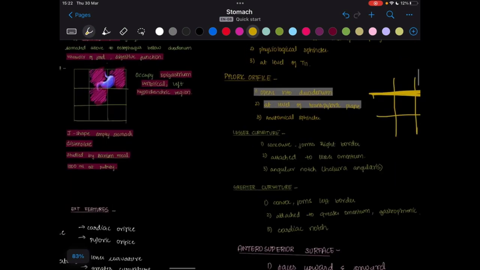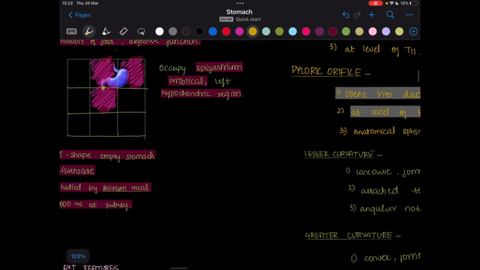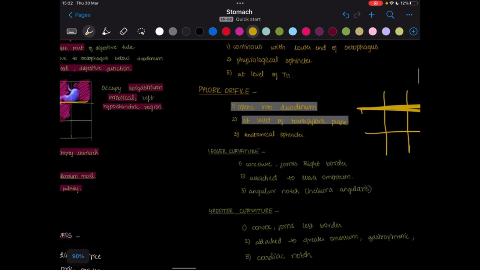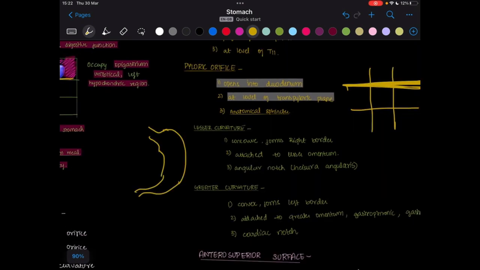Here you can also see it. This is the pyloric orifice, which is present at the level of the transpyloric plane. And it has an anatomical sphincter. Lesser curvature: it is concave and it forms the right border, right? On the right side here you have the liver, and on the left side you have the spleen. So this is the right side and this is the left side. The lesser curvature is present on the right side.